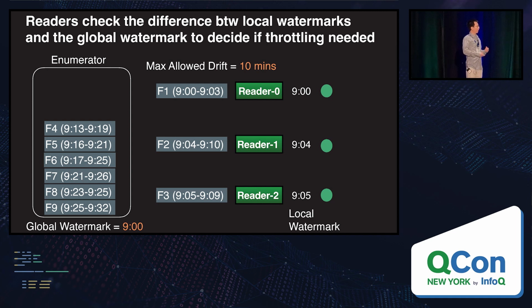The readers will check the difference between the local watermark and the global watermark to decide if throttling is needed. In this case, all the 3 readers are okay to proceed because they are within the threshold of 10 minutes watermark drift.